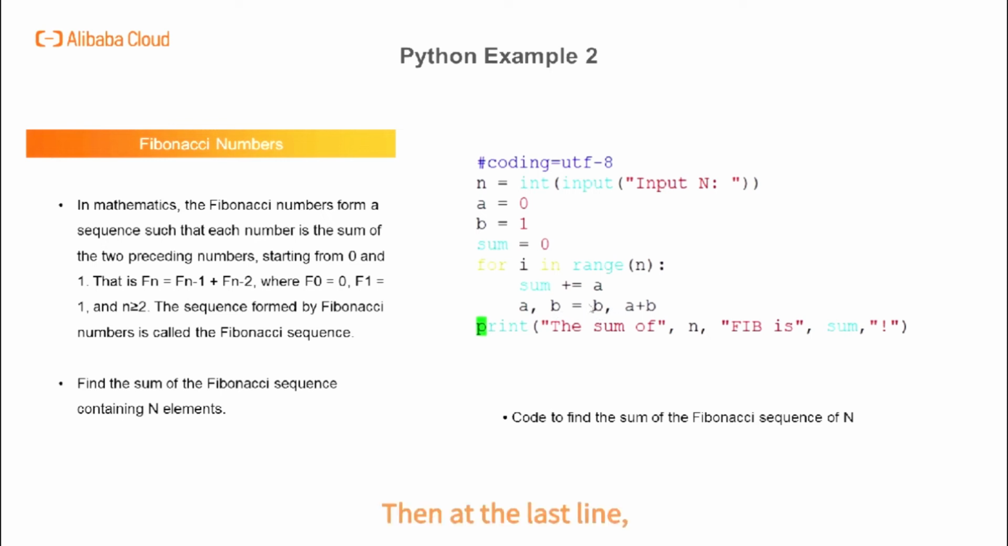Then at the last line, the sum is finally printed. You can see the usage of the print function here. This is one way to print the concatenation of multiple strings in Python. With all these, we complete the sum of the first n Fibonacci series.